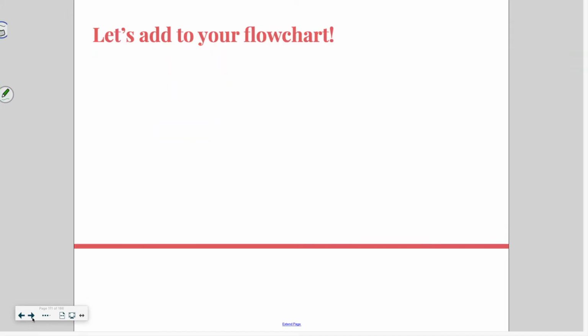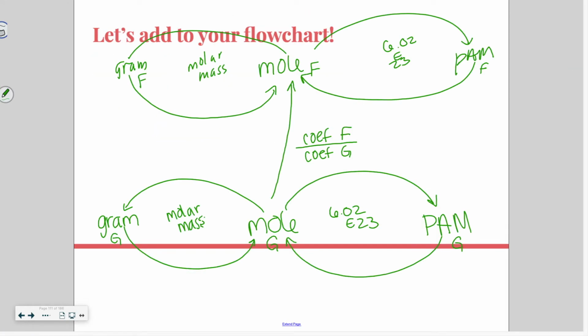So let's add to your flow chart. This is what your final flow chart looks like. Again, it's not hard. It's just the same thing duplicated with your bridge in between. We call that your mole bridge. So just like double step. Yes, because, good question, Ben, now you're changing substances. And so you can't go to grams of another substance without that mole bridge in between.